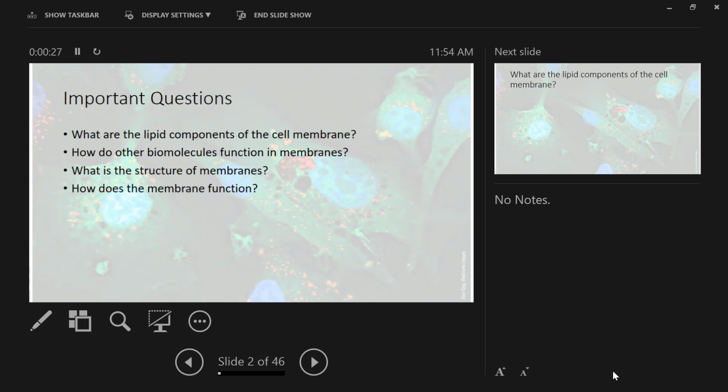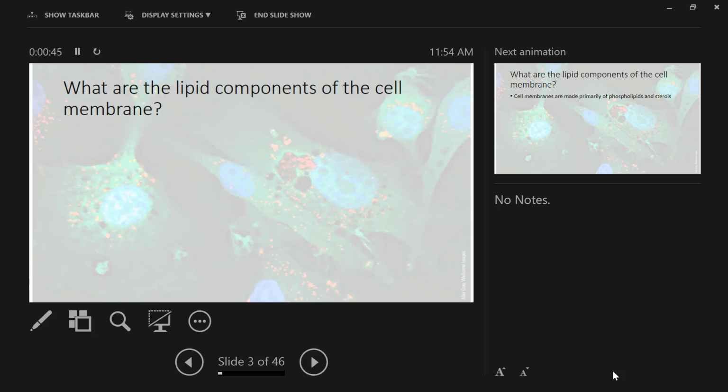Okay, so what are the lipid components of the cell membrane? How do other biomolecules function in membranes? What is the structure of membranes? And how does the membrane function? Again, these we're going to move through fairly quickly. Okay, buckle up. Let's do it.